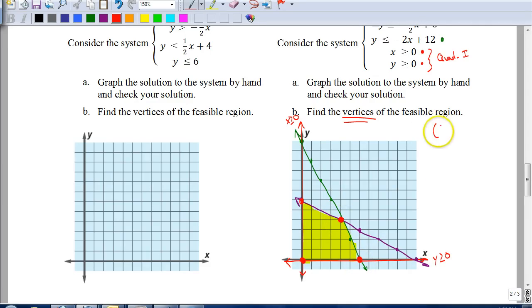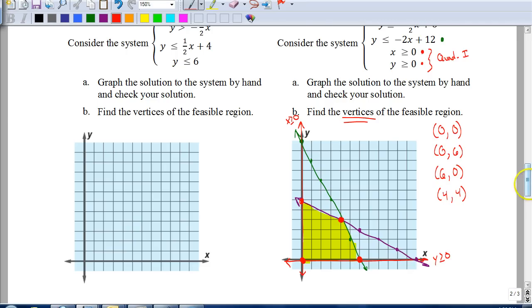So we have four vertices. Don't overlook 0, 0. And then we have the point 0, 6. We have the point 6, 0. And we have the point 4, 4. All of these are vertices of this feasible region.